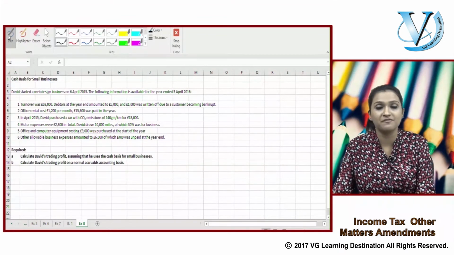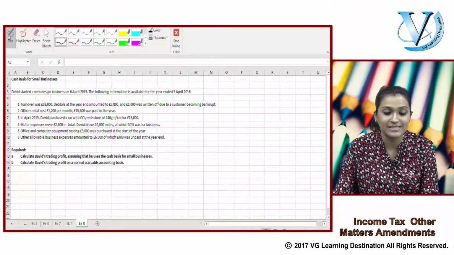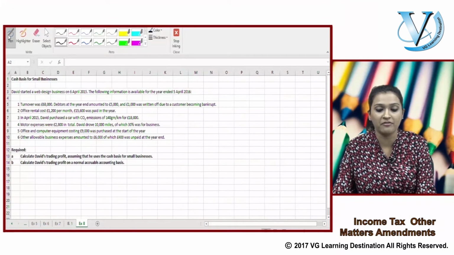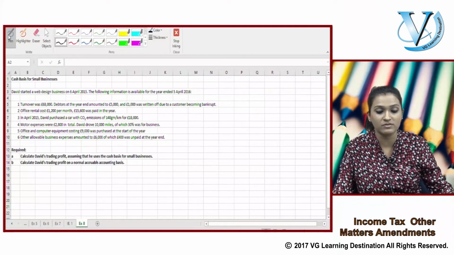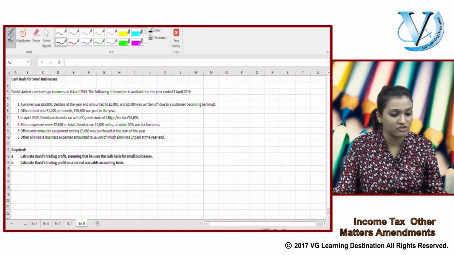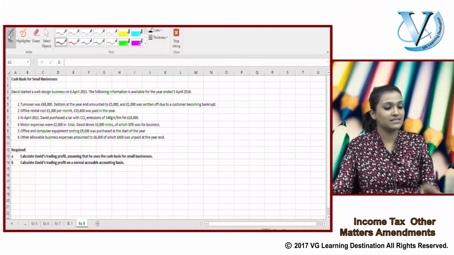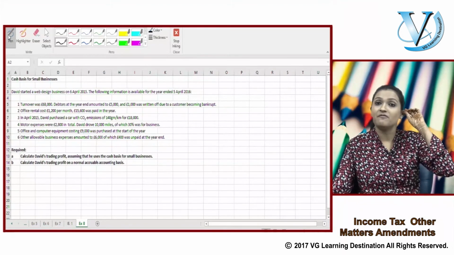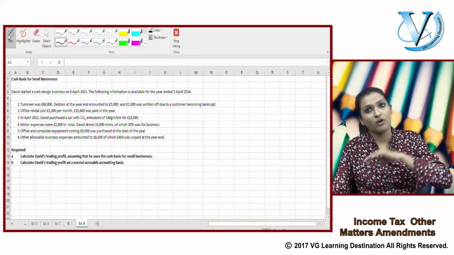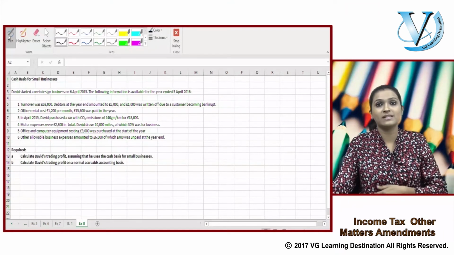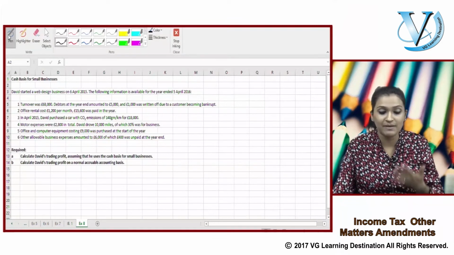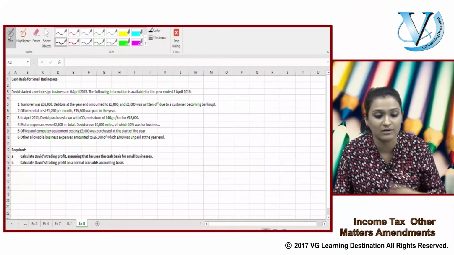In April 2015, David purchased a car with CO2 emission of 140 grams per kilometer for £18,000. So definitely there is a car being purchased, and for this car you're going to claim a flat rate on your cash basis, and on the other hand you can claim capital allowances if it is an accruals basis of preparing the accounts.